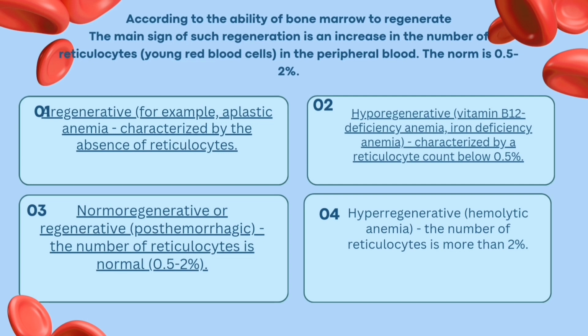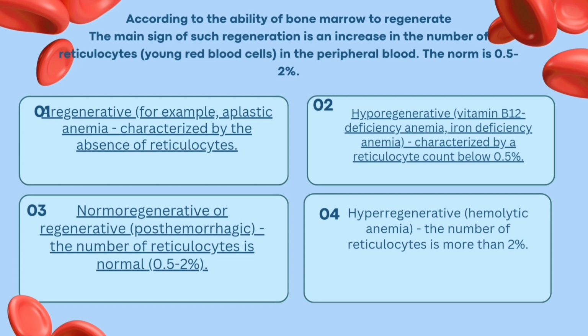Next, according to the ability of bone marrow to regenerate, we have 4 types: regenerative anemia, hyporegenerative, normoregenerative anemia, and hyperregenerative anemia. The main sign of regeneration is the increasing number of reticulocytes, young red blood cells, in the peripheral blood. The norm is 0.5 to 2%.